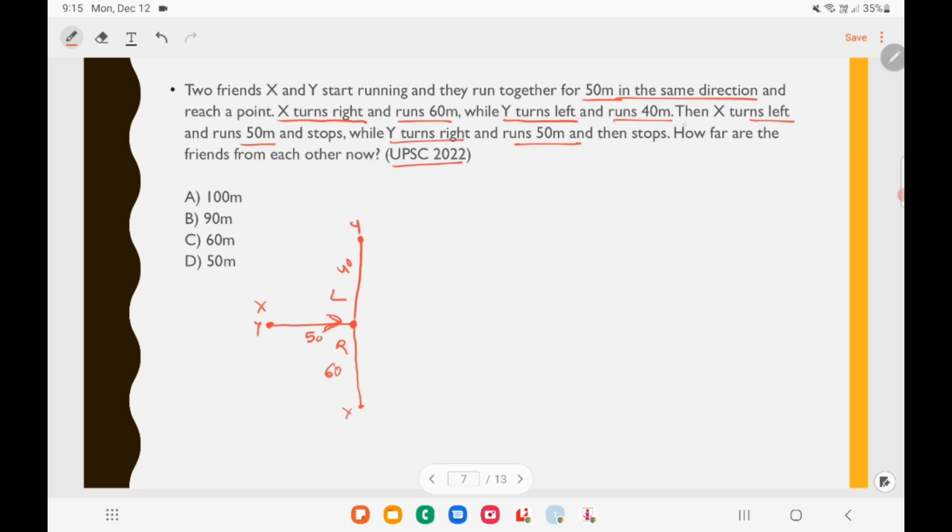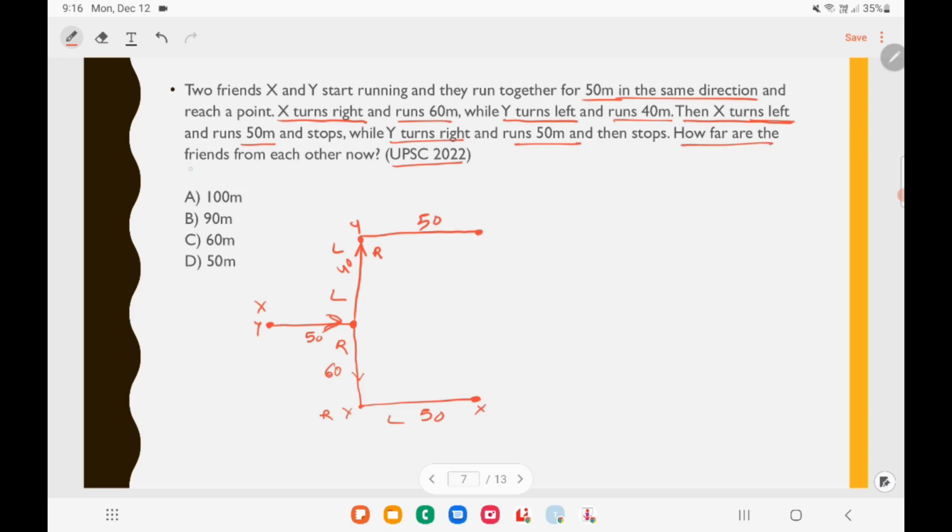Okay, then X turns left. So X is running like this. That means the right of X is here and left of X is here. So X turns left and runs 50 meters. So X ran like this. This is 50. X is now here. Y turns right. So Y is moving like this. So his right is here. His left is here. So he turns right and runs again 50 meters and then he stops.